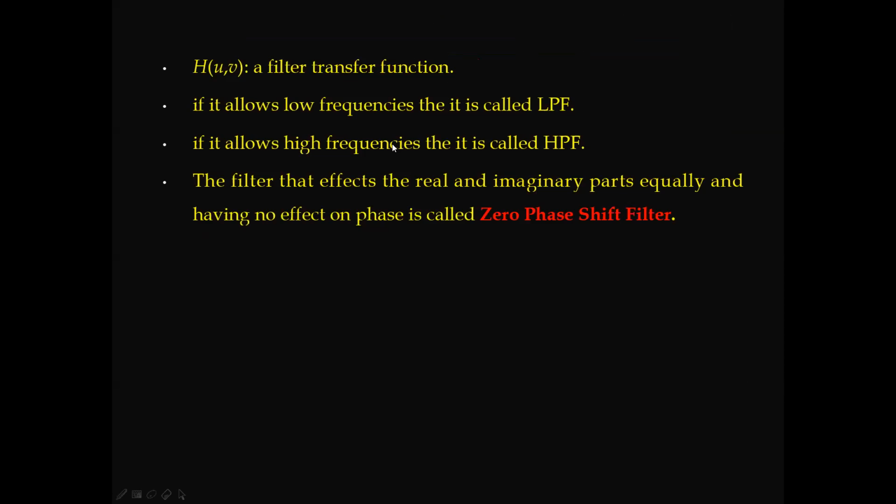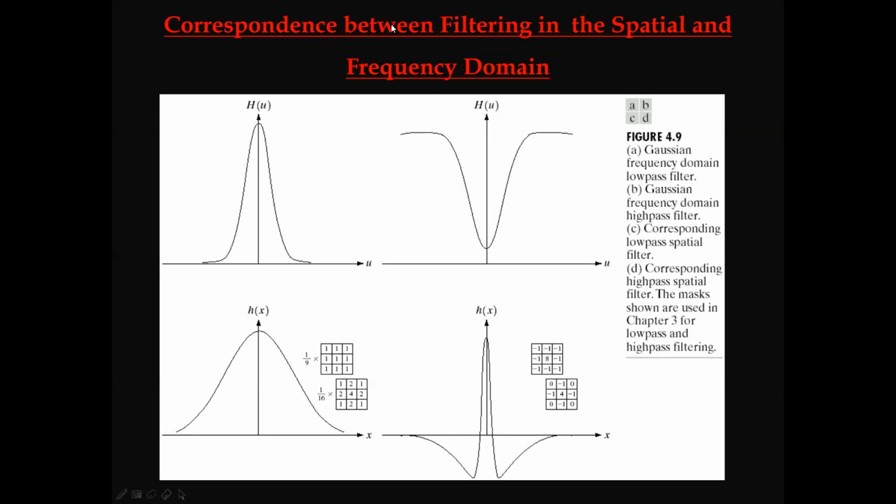So first of all, let us see the correspondence between the filtering in spatial domain as well as frequency domain. In order to understand how the filter will be in the spatial domain and frequency domain, I will consider a low pass filter. Figure A is a Gaussian frequency domain low pass filter, and figure B is a Gaussian frequency domain high pass filter. So this is the low pass filter, and this is the high pass filter.